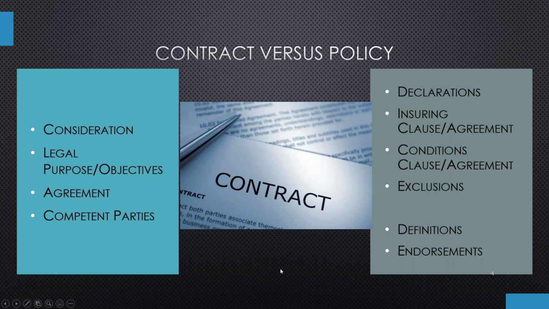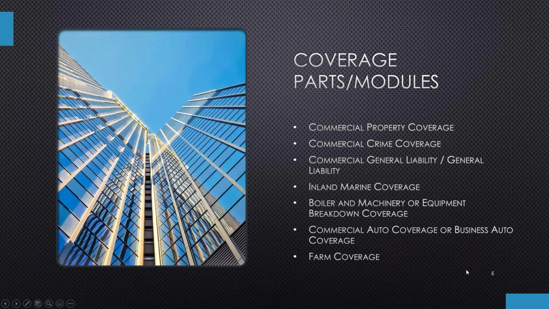And there's quite a few different ones. We'll get into it in the other webinars that we have. As far as commercial coverages, you do need to know the coverage parts, or a lot of times on the test, they'll call them coverage modules. All right, so the one we're going to talk about tonight is going to be the commercial property coverage part or coverage module. All right. And the other ones we'll have coming up will be commercial crime, commercial general liability, or sometimes just called general liability, inland marine, boiler machinery, or sometimes called equipment breakdown coverage, commercial auto coverage, and farm coverage. Okay, so there's like 7 different types of commercial coverages.